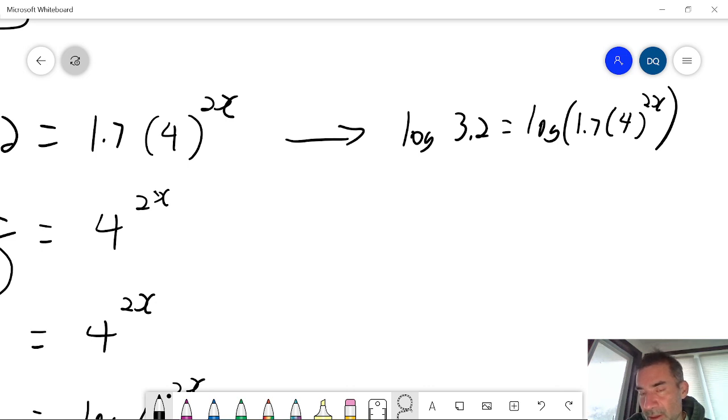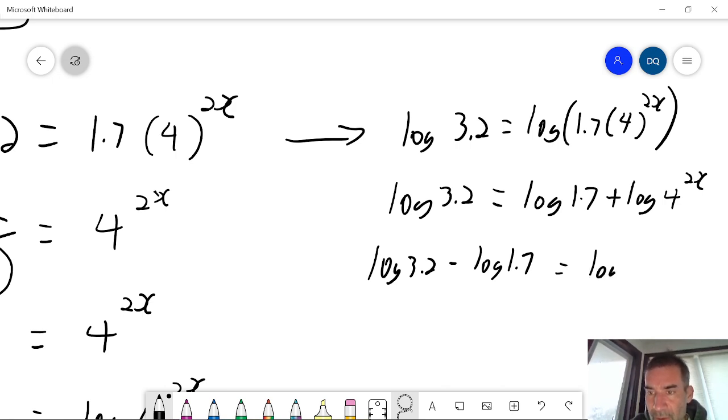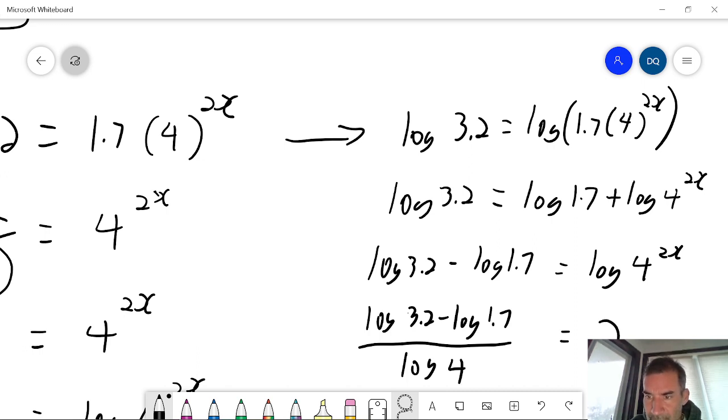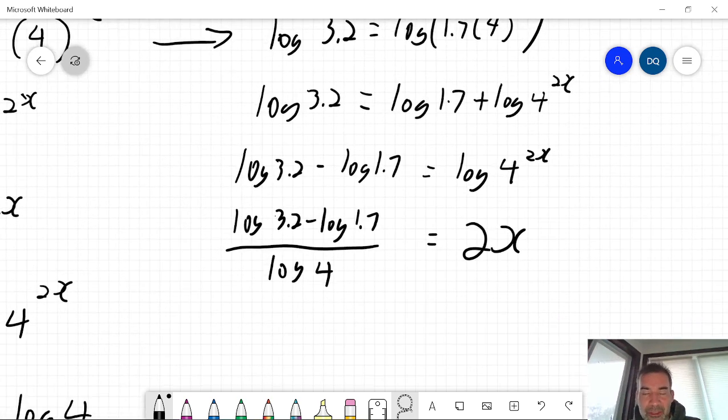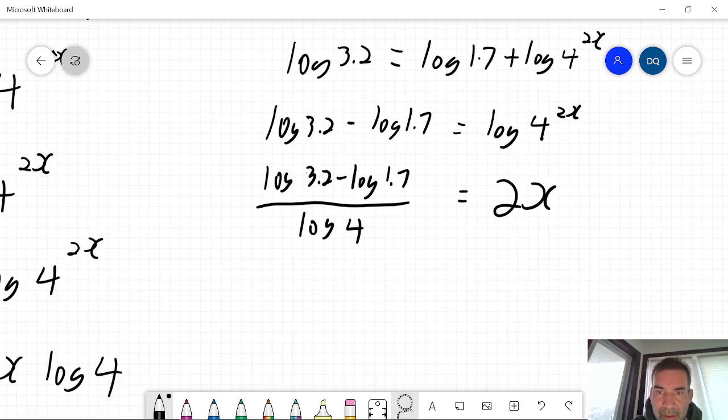Then I'm into the law of products rule. So that would turn into the log of 3.2 is equal to the log of 1.7 plus the log of 4 to the 2x. I can still solve this. It just takes a little more work. We'd have the log of 3.2 minus the log of 1.7 equals the log of 4 to the 2x. So I'd have the log of 3.2 minus the log of 1.7 all over the log of 4 would equal 2x. Because remember, I kind of skipped a step here. I'm just showing you another way to do this. To get from here to here, you would take that 2x, bring it down to the front, and then divide out the log 4.